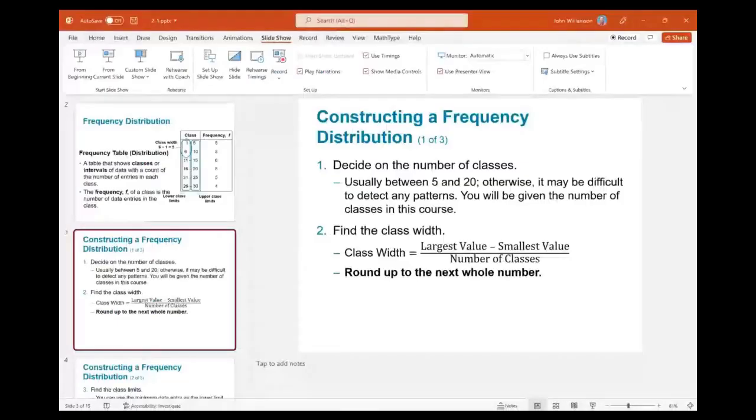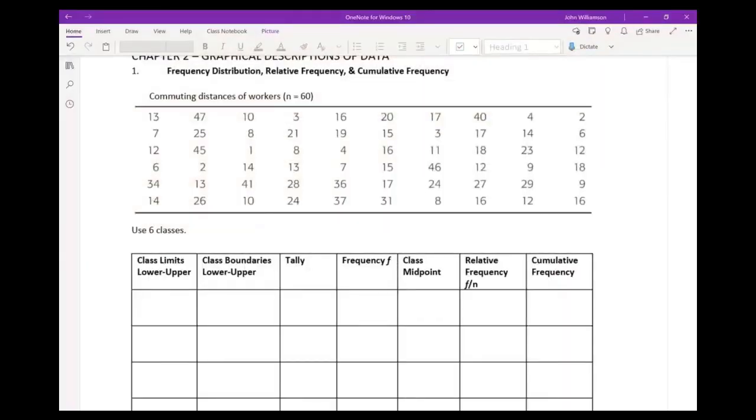So let's look at an example and walk through this process. This data set is the commuting distance of 60 different workers, how far they drive to work every day in Dallas. And we want to build this frequency table.